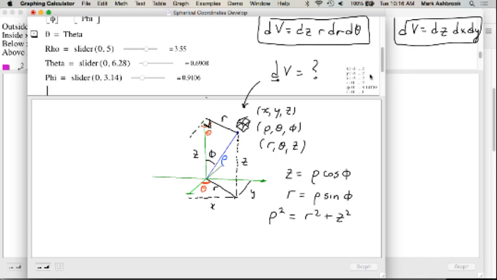Just a rectangular box. So the next question we have to ask is, what is dv in spherical coordinates? Hint, it's not d rho, d phi, d theta. It's more complicated than that, because we've got angles now, right? A change in angle is not a distance. So we're going to have more stuff like this coming into it. We'll do it at the start of class on Thursday.